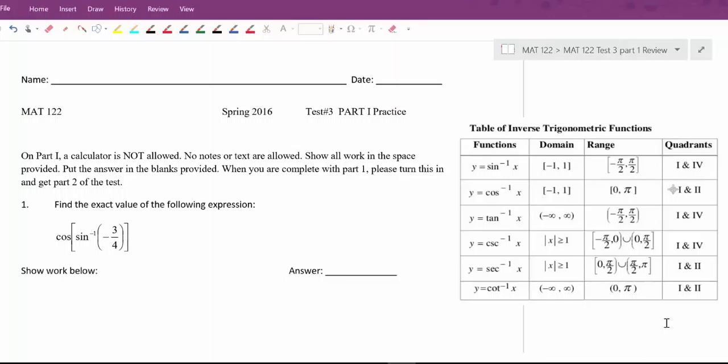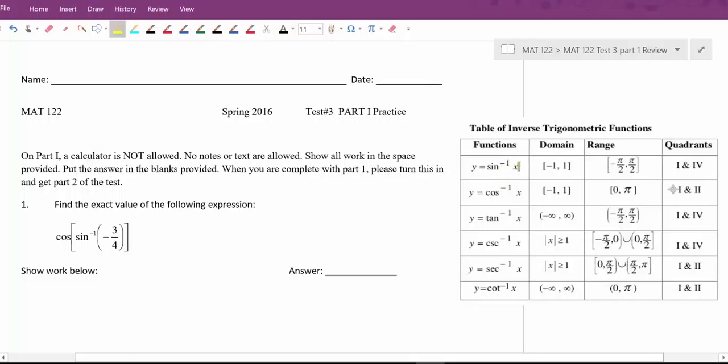Okay, so we are going to do some reviewing for our third test in college trigonometry for spring 2016. So what we want to do first of all is it's real important that you memorize the ranges of the inverse trig functions, particularly these three.